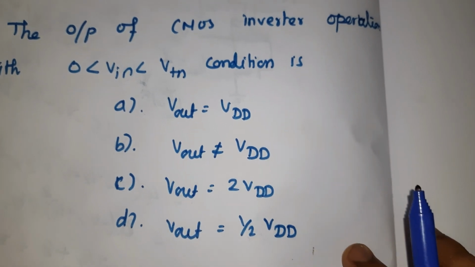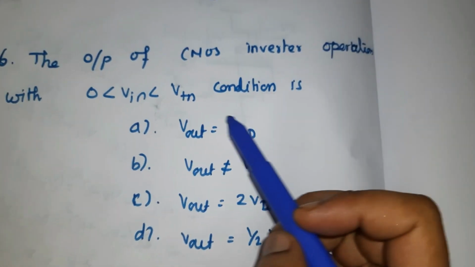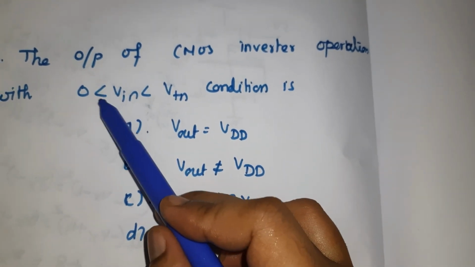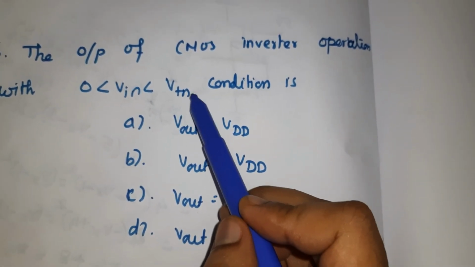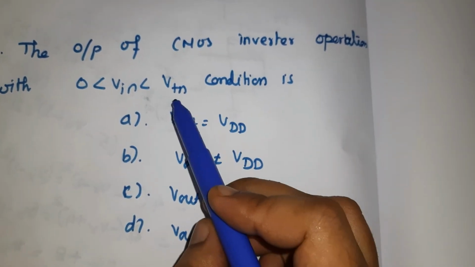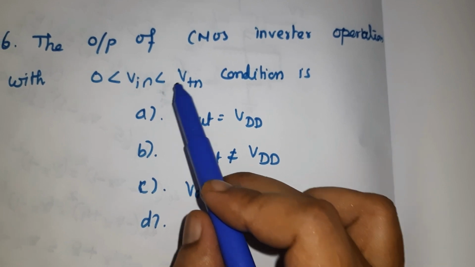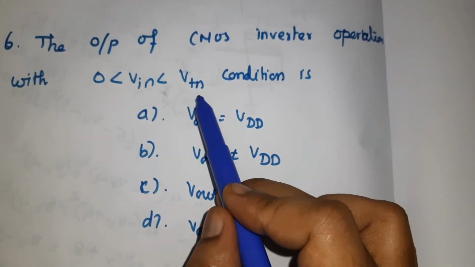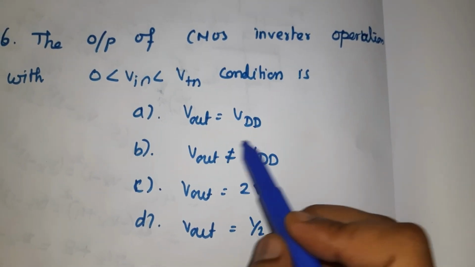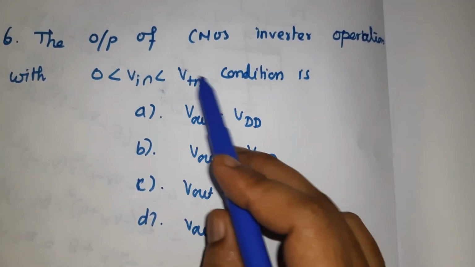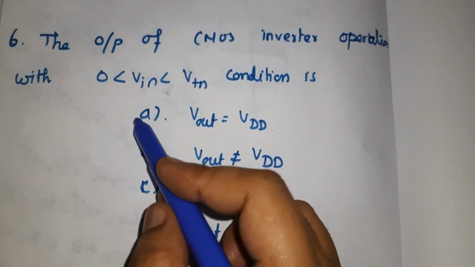Next question, the output of a CMOS inverter operating with Vin greater than 0 and less than the threshold voltage of the nFET, this condition is for logic 0. So if the input is logic 0, that is the value is 0, we will get the maximum output. So when this condition holds, the V out is maximum, that is VDD. So here the answer is A.